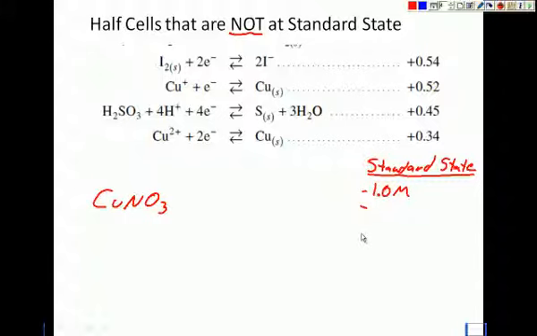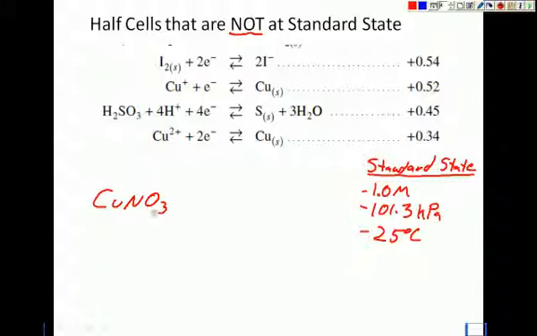If we were dealing with something like a gas, like hydrogen gas, then it would be at 101.3 kilopascals. Okay, that would be the pressure of it. So concentration, pressure, and everything would be at a temperature of 25 degrees Celsius. This is at standard state. If you change some of these things, then it's no longer standard state, and that means we can no longer use these numbers in calculations. So let's talk about changing some of these numbers so that it's not at standard state.